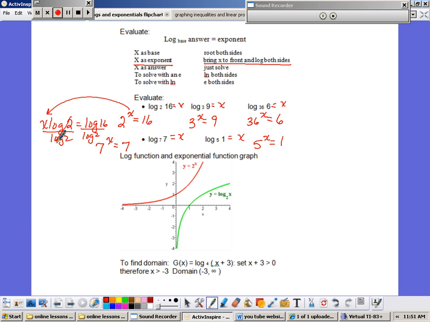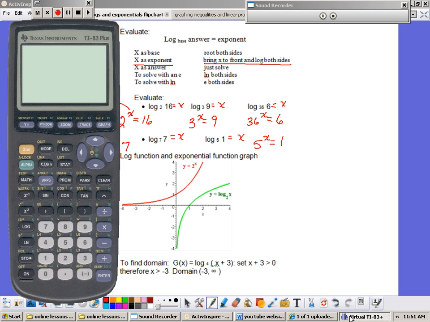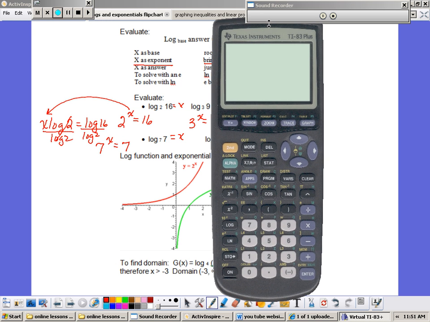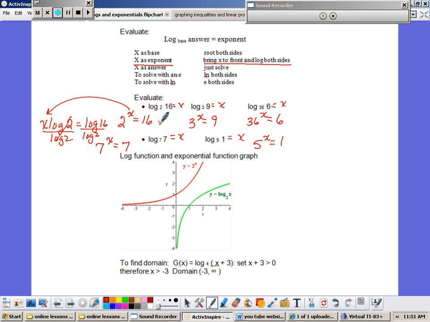Now, I can use my calculator for this because I do not have a variable base anymore. So I can take the log, here's the log button right over here, the log of 16 divided by the log of 2 and get my answer of 4. Now you may have been able to look at that and know that the answer was 4. But we're practicing. If you didn't, this is how it works.